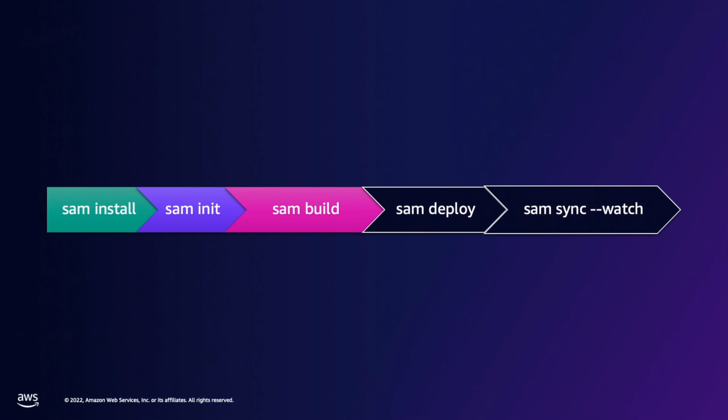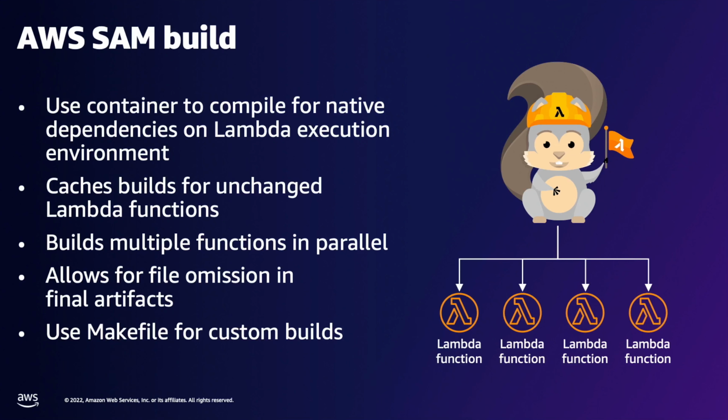Next, you have to run SAM build, and there's a few things that happen when you run SAM build. So you can build with native runtimes. You can also do it with custom runtimes using a makefile. Again, this just gives you a lot of flexibility.